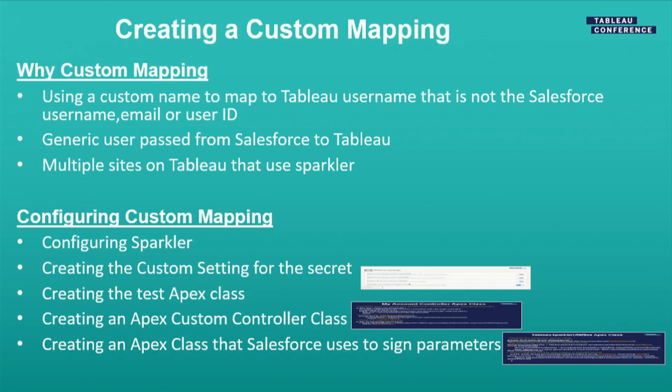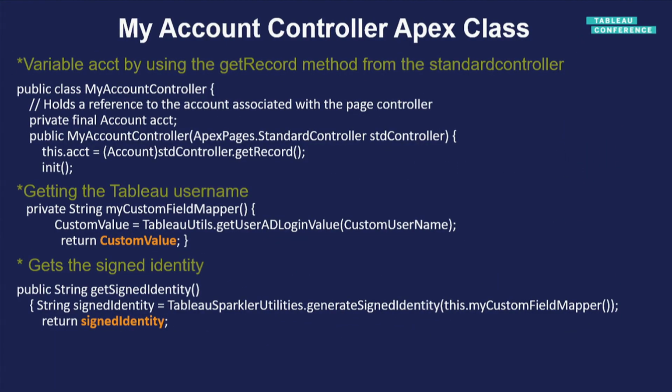Now we have generated a secret key, but how are we going to use that secret key value in our code? How will we do it? For that, we need to create an Apex custom controller. If you are not using a custom mapping, you can always use Salesforce standard controllers.